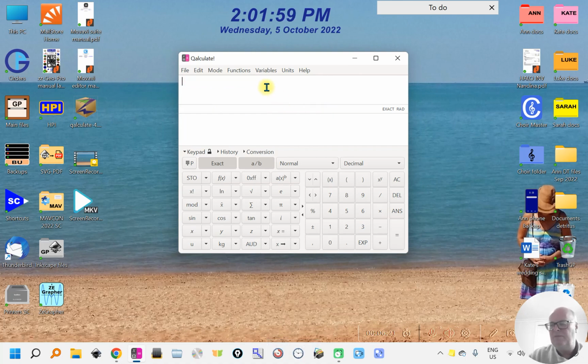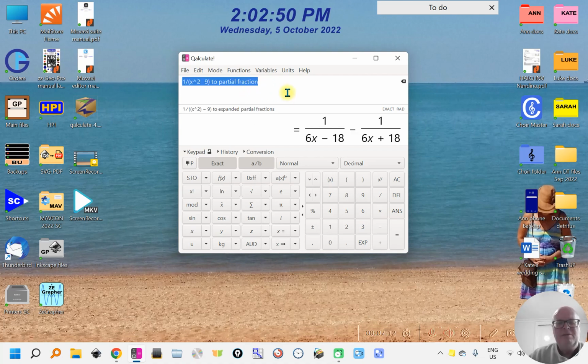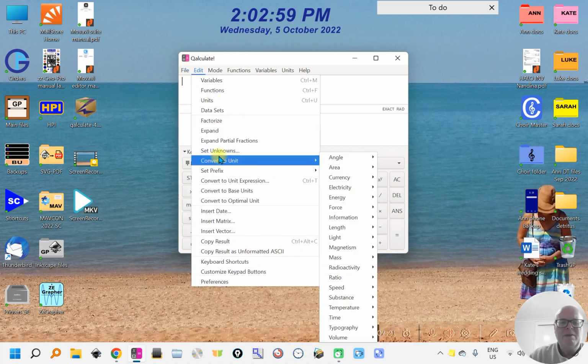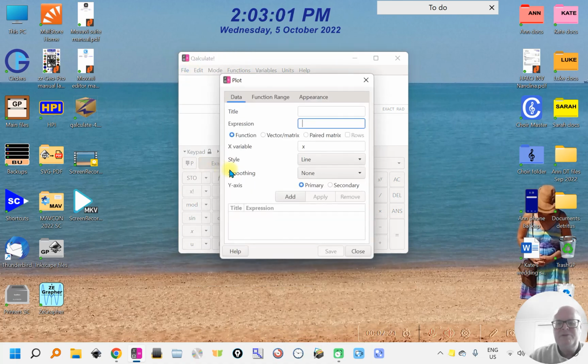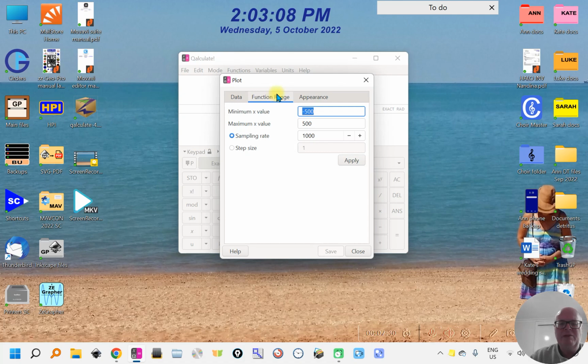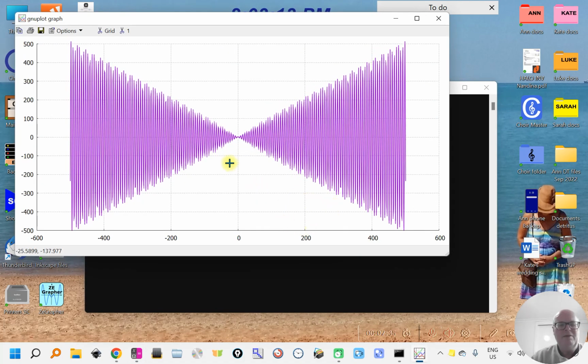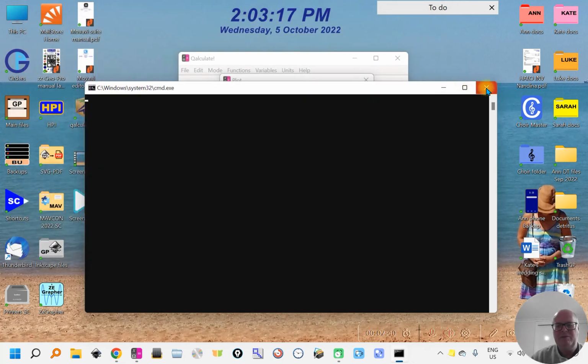It even has some surprising things you could do. Some quite surprisingly powerful algebraic capabilities here. You can even plot functions under file, plot functions. And if I go x star sine x, and you've got a function range here, I'll leave that as is, and add that function. And we have an interesting plot, which I'll close.